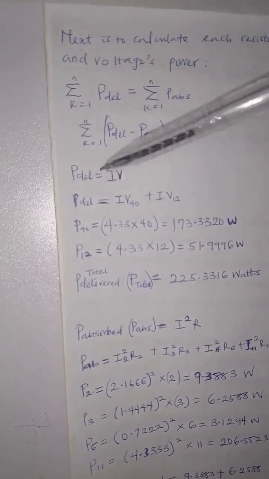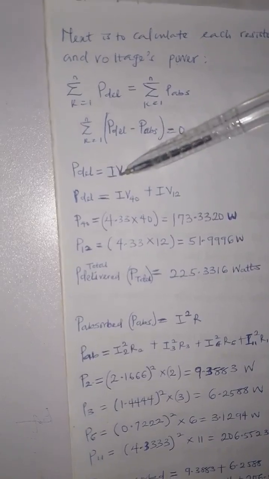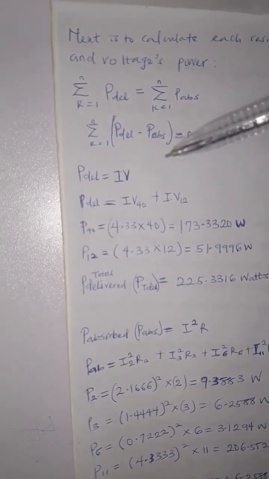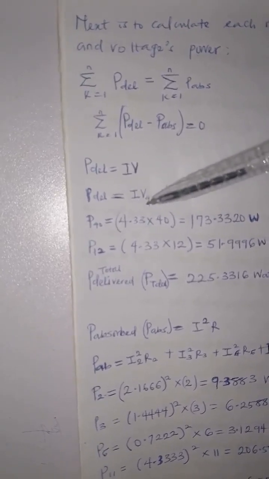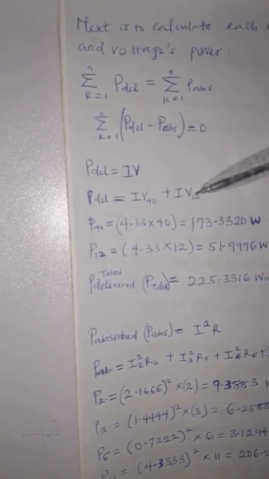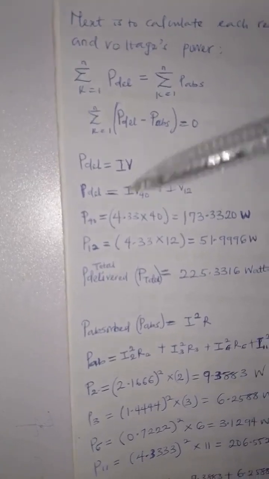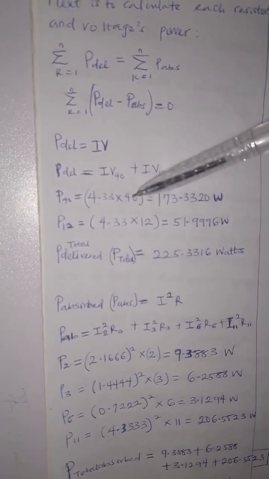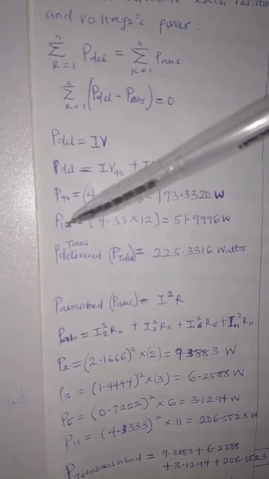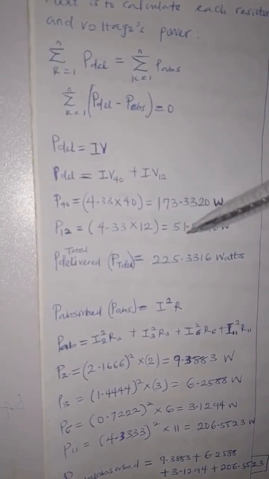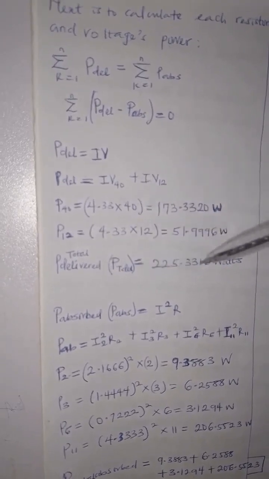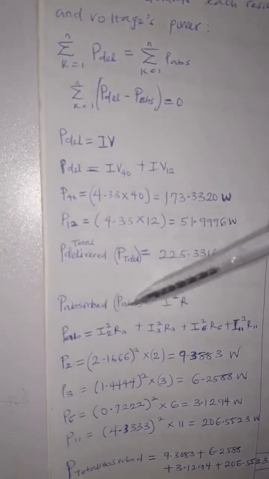So power delivered is equal to IV. The power delivered is that of the voltage sources. So power delivered equals IV of the 40 plus IV of the 12, with the total current I already passing through. We have this for the 12 volts as well, then this value. So total power delivered is this. Then power absorbed equals I squared R.